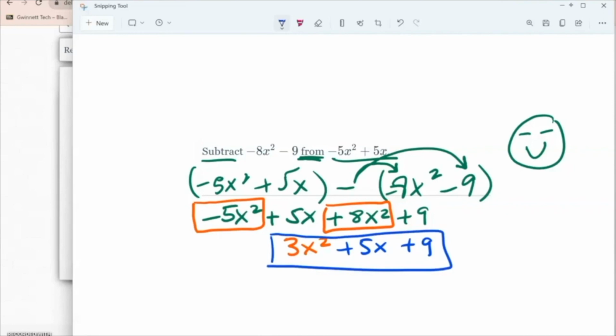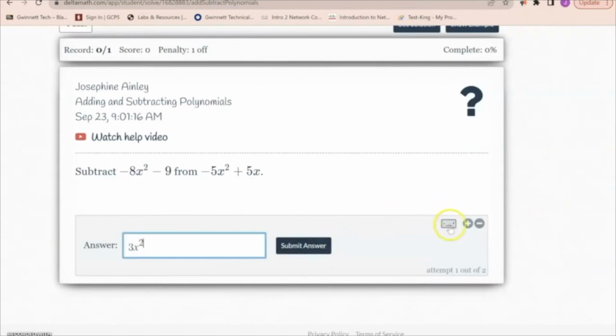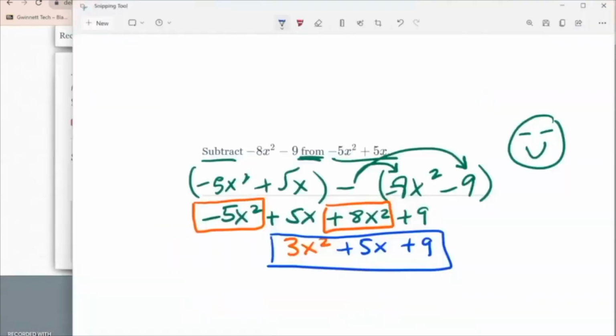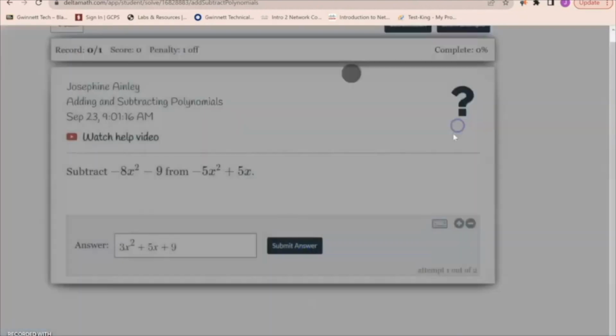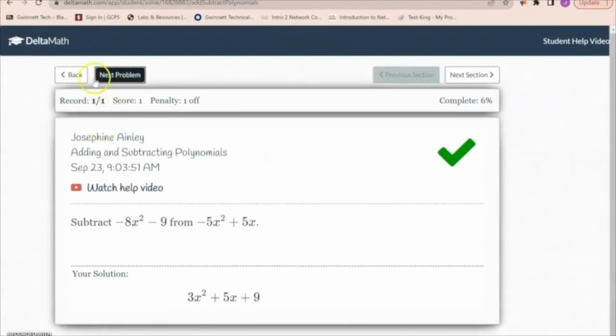So I'm just going to go ahead and put that into my answer. So 3x squared plus 5x. To get the squared, it's shift 6. Or you can press this keyboard right here and use the squared button right there. So 3x squared plus 5x plus 9. And you can use the keyboard here to type it in if you don't want to write it out. Okay. All right, so if you got that question wrong, or you don't understand my explanation, you can click right underneath the date, watch help video, and they'll do more than the one example that I just did. But I'm going to go on to the next problem.